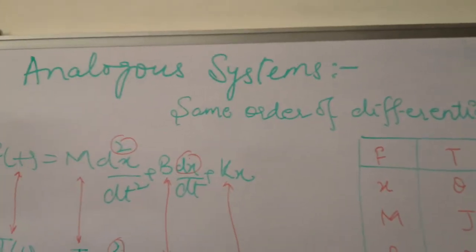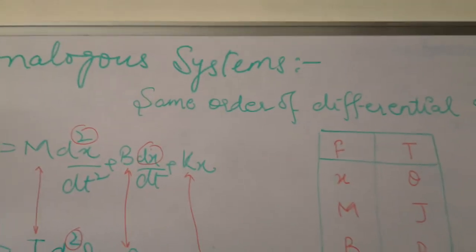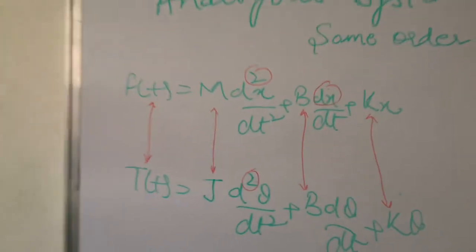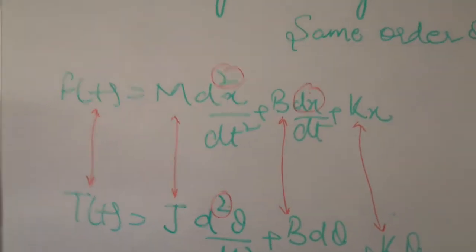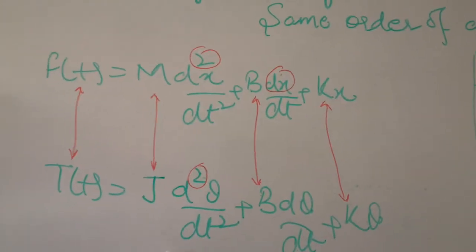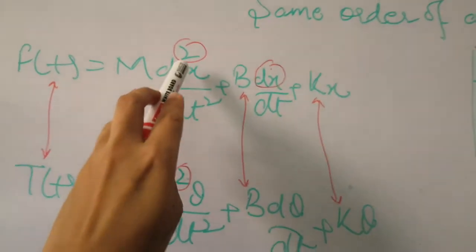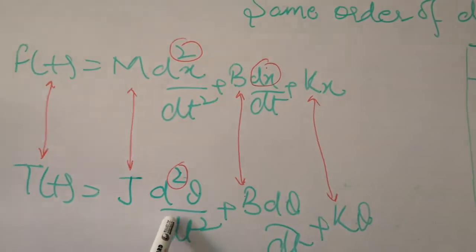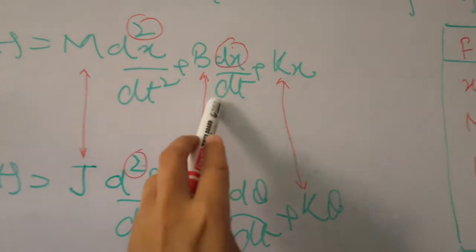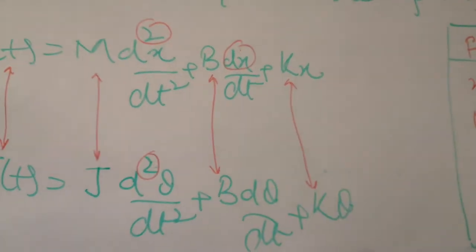So now we come on to what are analogous systems. All those systems that are defined by the same order of the differential equation. Now just check out here. We defined this equation as equation number 1 and this one as equation number 2. Here you can see that if there is a second order differential term, then in both the equations it is there. Similarly the first order term, and similarly without it.